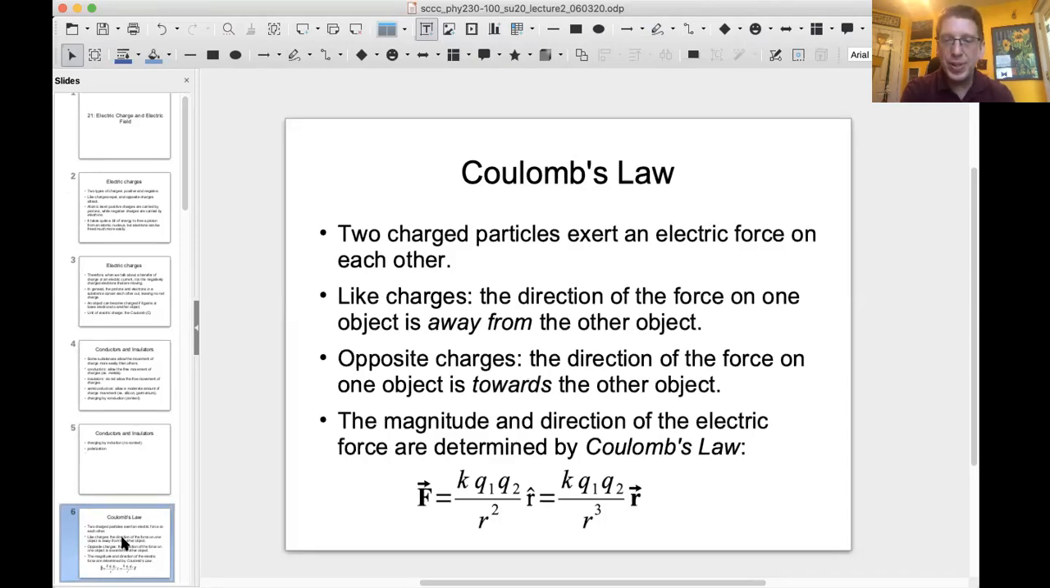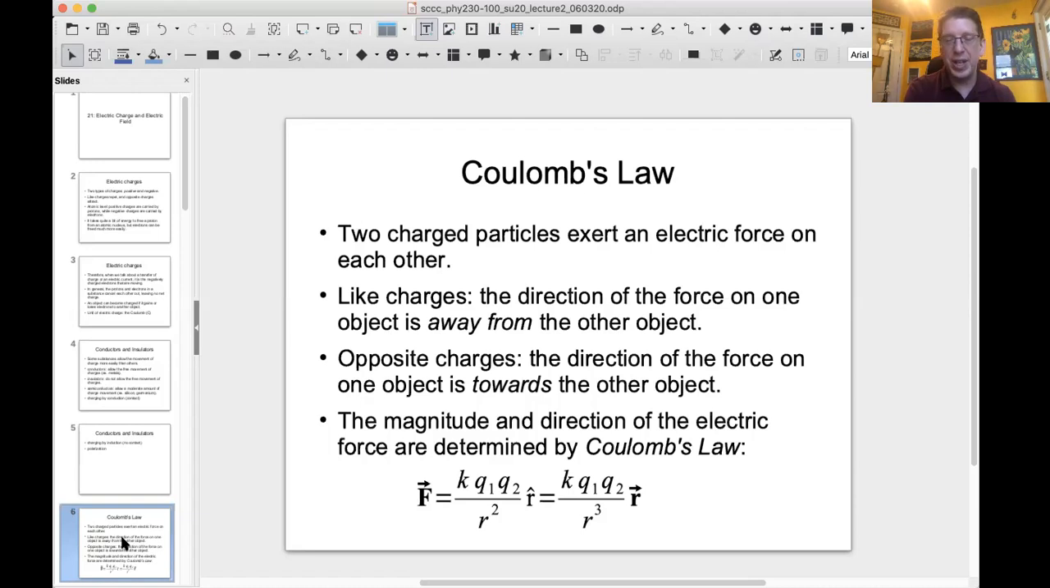You have a universal constant, and you have the magnitude of the two charges influencing the force. So with like charges, the direction of the force on one object is away from the other object. And with opposite charges, the direction of the force on one object is towards the other object. So again, like charges repel, opposite charges attract. And so let's look at the equation.